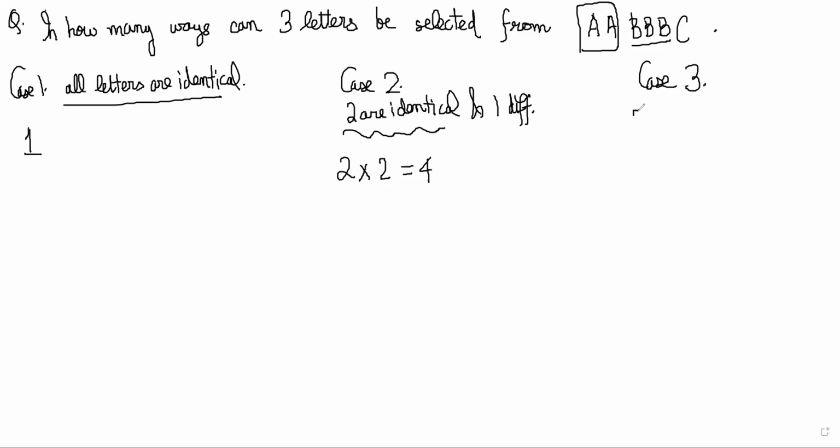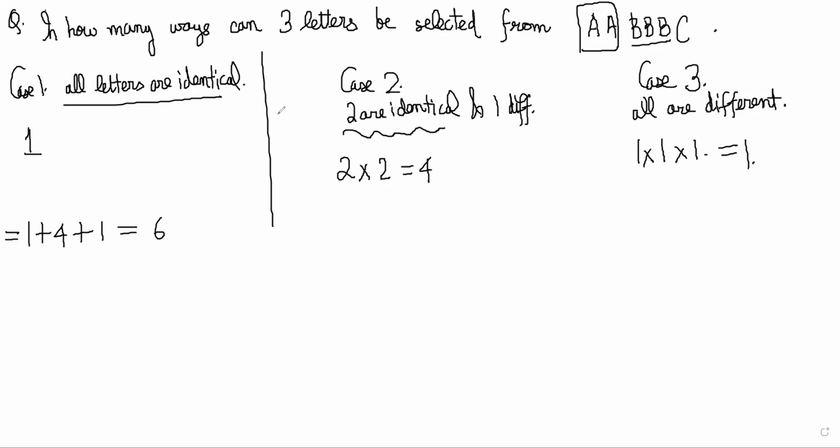And case three is all are different. So you have to select one A, which can be done in one way, one B in one way, and one C in one way. So the total number of ways will be six: one plus four plus one.